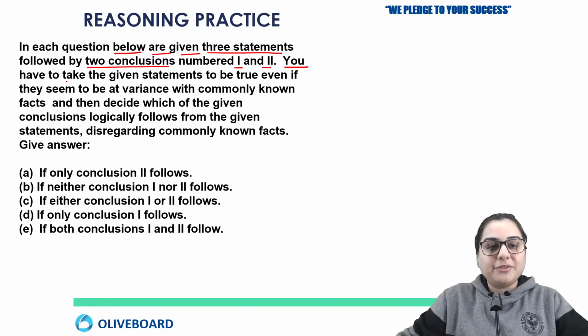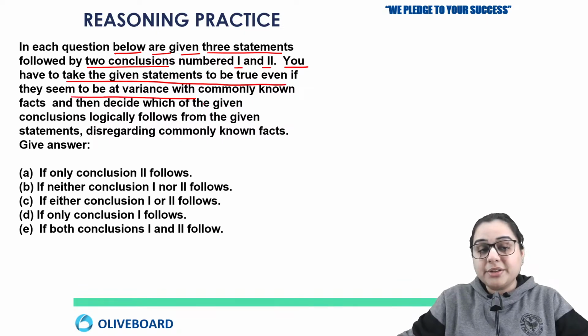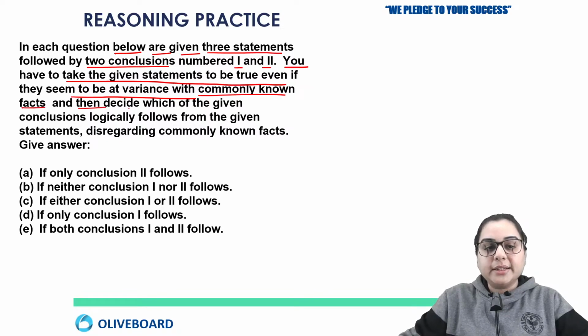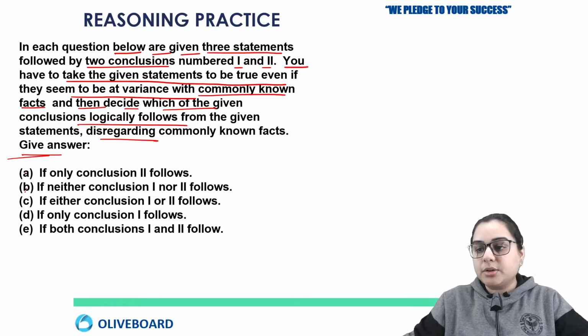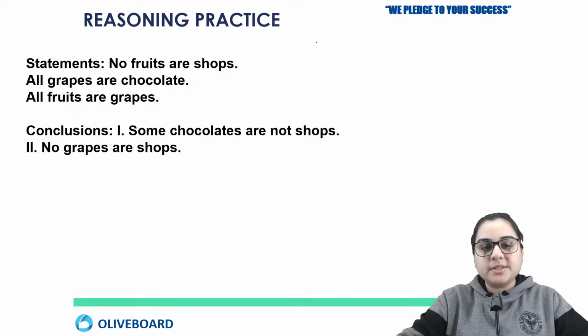Okay, you have to take the given statements to be true even if they seem to be at variance with commonly known facts, and then decide which of the given conclusions logically follows. So this question seems to be a question of syllogism, right? So these are the options, when you are going to mark option A, B, C, D or E. Okay, so just see the format.